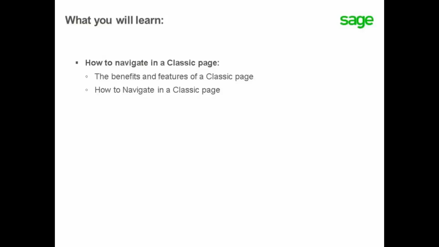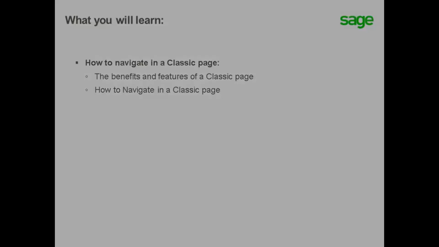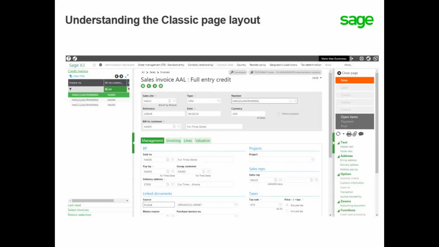In this topic, you will learn the features, benefits, as well as how to navigate in a classic page. Classic pages are pages where records are created, changed, or deleted, as in customers, suppliers, products, etc. A classic page has a left list that shows all the records entered, a central page that contains tabs, fields, and record information, and a right panel that contains standard commands and specific tasks for the associated page.